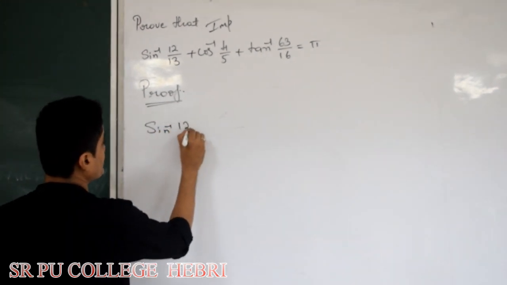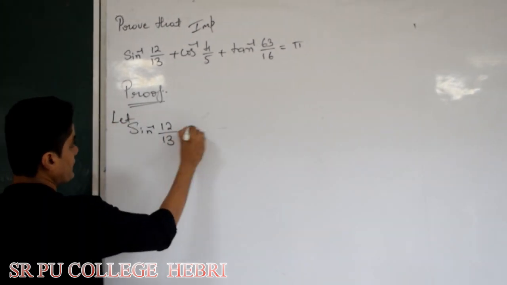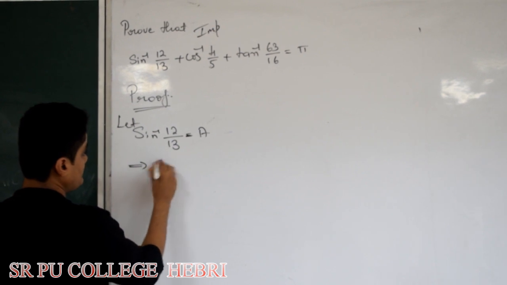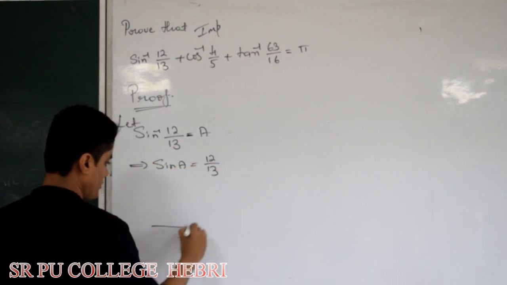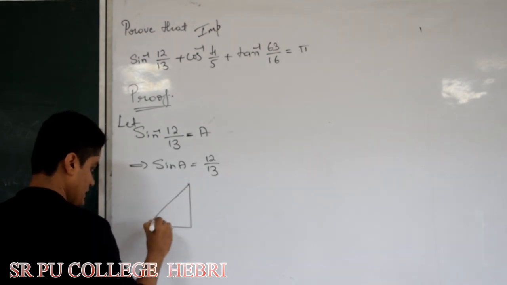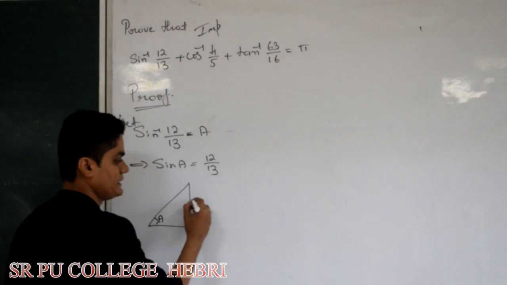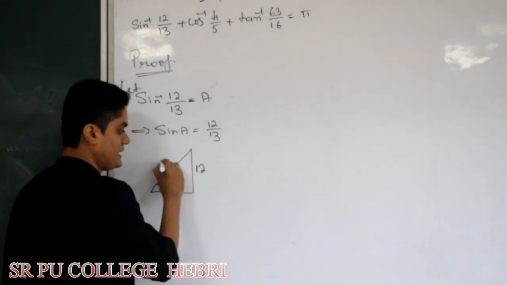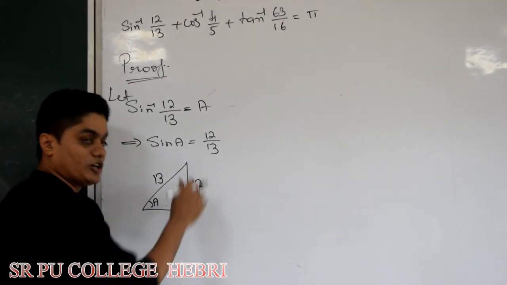The first one, sine inverse of 12 by 13. You take this as A. So this implies sine A is equal to 12 by 13. Draw one right angle triangle with this angle as A. I hope you know the definition of sine theta. Yes, opposite by hypotenuse. And these two numbers along with the one number are called Pythagorean triplets.